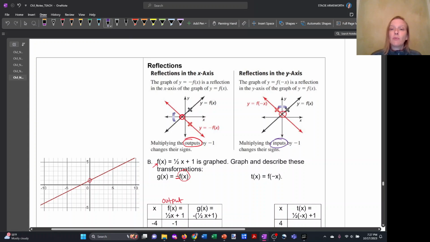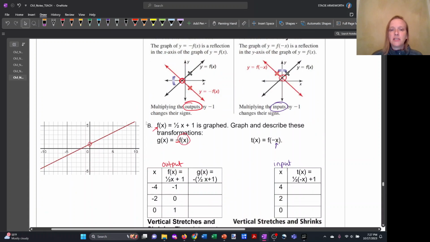In contrast, when we do the second example, we're going to do t of x equals f of -x. Here we're changing the input value. And so one of these is going to be a reflection in the x-axis and one is going to be a reflection in the y-axis. So let me scroll down so we can see a data table here.